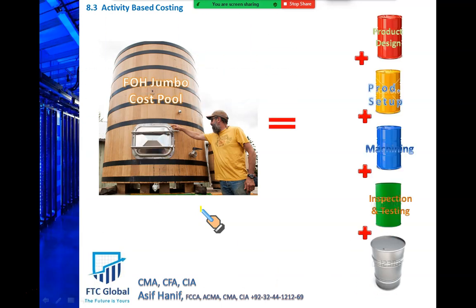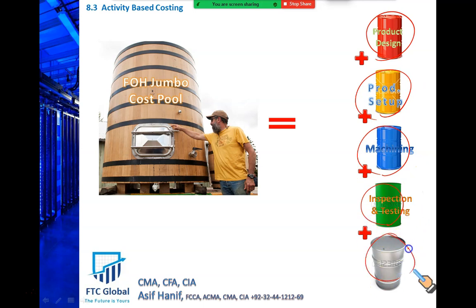We divide this cost pool into different activity cost pools. Instead of just having a single rate, I took an example: this cost pool has a size of $180,000 and we are planning to produce 10,000 different types of units. So every item takes $18. This is not the right approach. What we do is divide this jumbo cost pool into separate cost pools of product design, production setup, machining, inspection and testing, and so on and so forth.